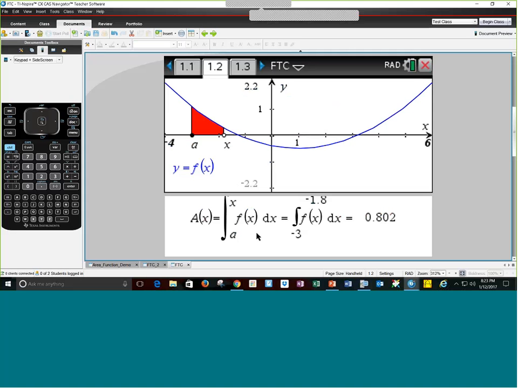And there is the answer. There is the signed area, the accumulation from -3 to -1.8 of f of x dx. It's 0.801. And so the first thing is just, okay, grab point x and start moving it around a bit. They're noticing numbers are changing, and wow, as x is increasing, what's happening? And as we're going across here, usually one student will say, hey, I got 0. Okay, well, can anyone get an answer that's 0?